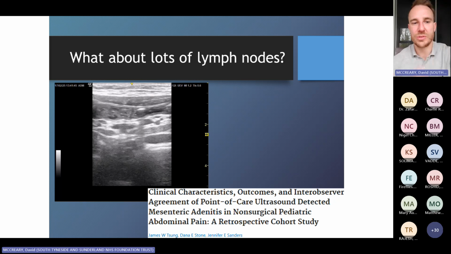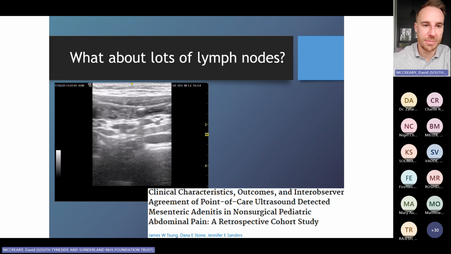What about lots of lymph nodes? So this would be a good example of what I would think is mesenteric adenitis that I scanned a little while ago. Turned out to be nothing more. Lots and lots of lymph nodes here. So we can see these bean-shaped little structures; you will typically have this oval or bean appearance rather than be rounded. Rounded's a bit of a worry.